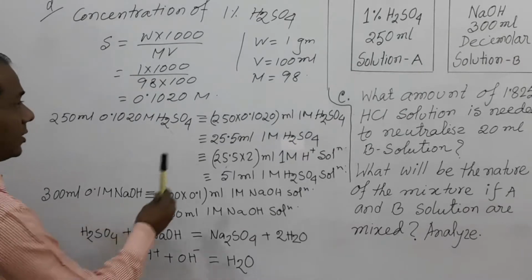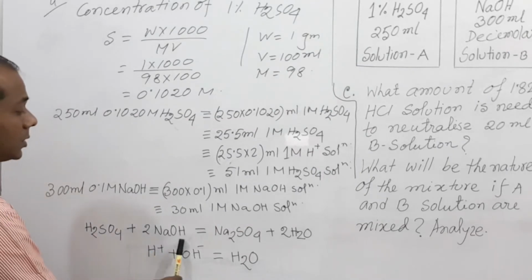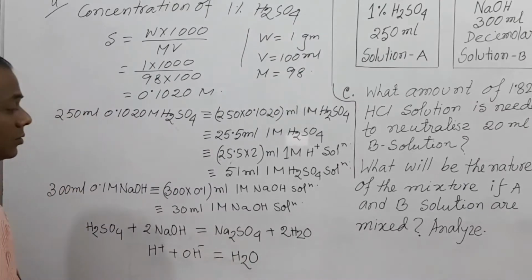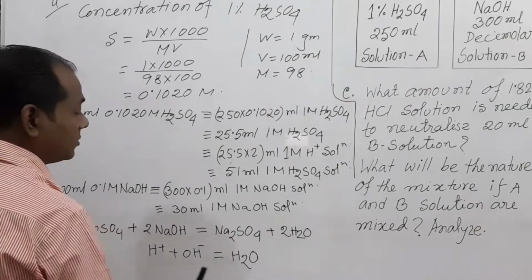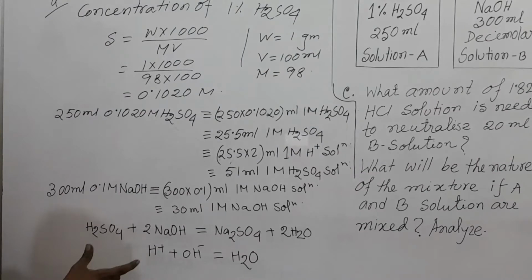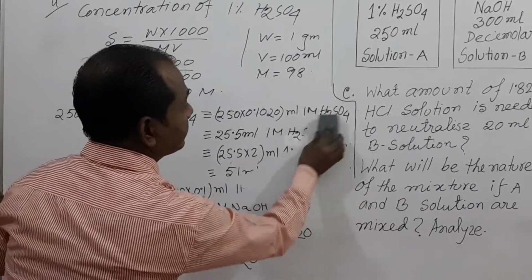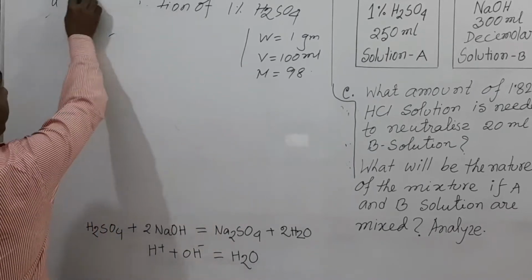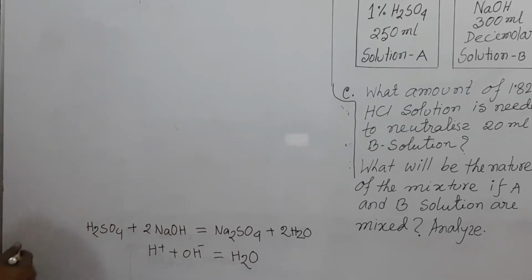My dear students, here the reaction occurs like this: 1 mole sulfuric acid reacts with 2 mole sodium hydroxide and produces sodium sulfate plus 2 H2O. The main reaction is hydrogen ion and hydroxyl ion, and it produces water. Okay. Now, if we mixed these two solutions together, then after reaction we get excess hydrogen ion.